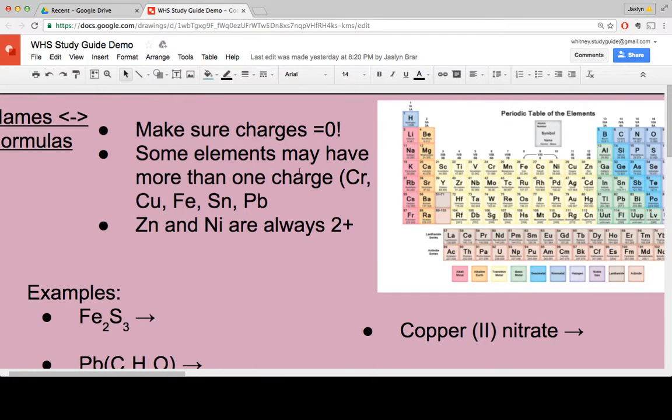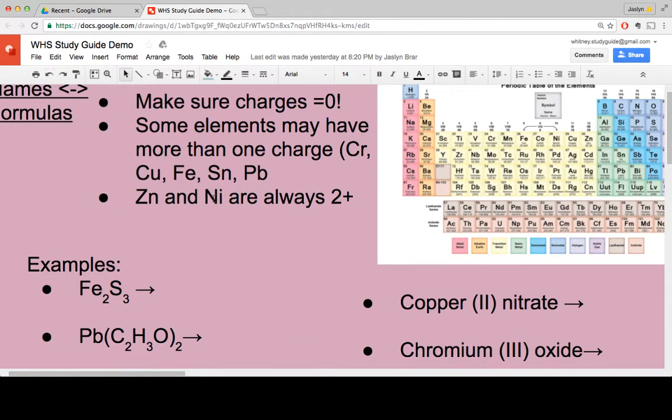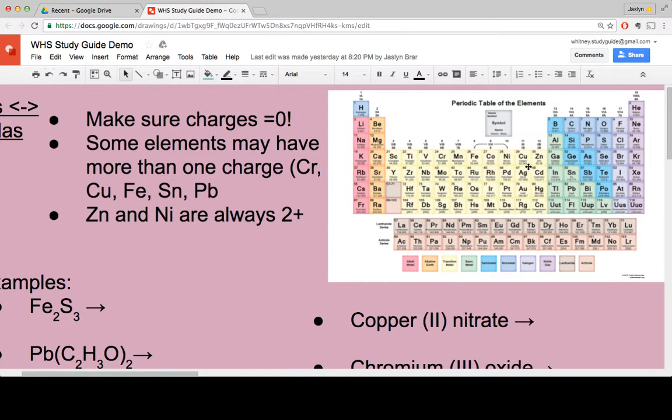And certain elements described on the chip that Mr. Bender gave us may have more than one charge, such as chromium, copper, iron, etc. So you have to really figure out based on context. But it's pretty easy to do that if you have another compound. You can kind of solve for the charges. And while zinc and Ni are in this metal area where you can't determine the charges, you just have to memorize that their charges are always 2+.